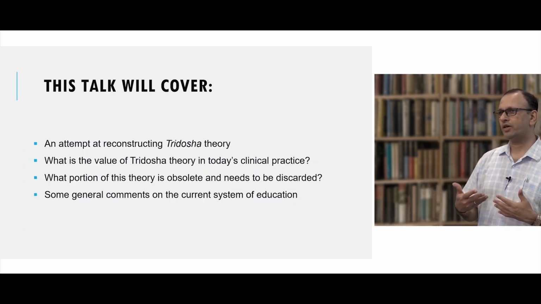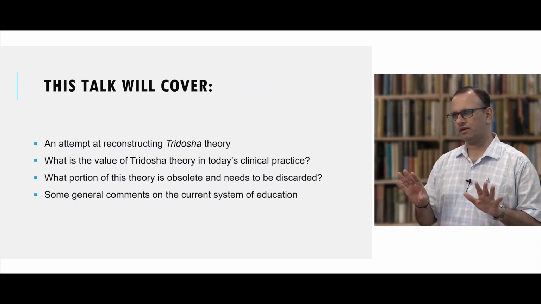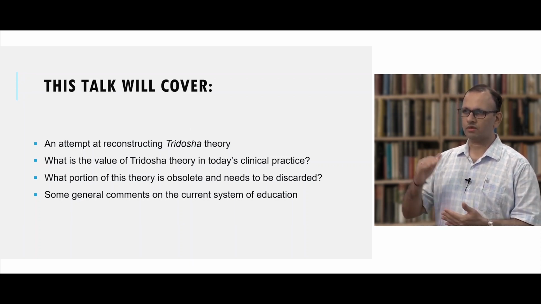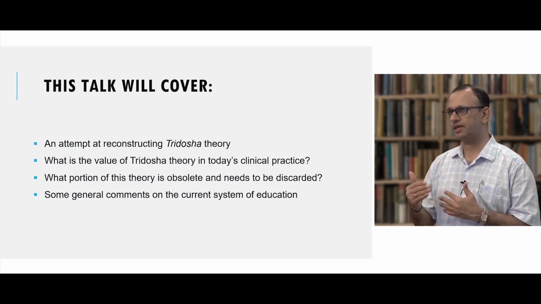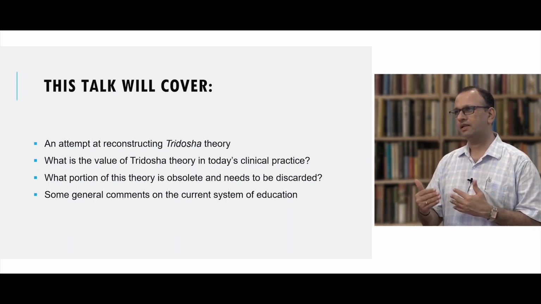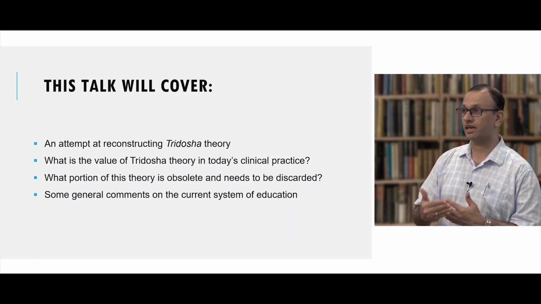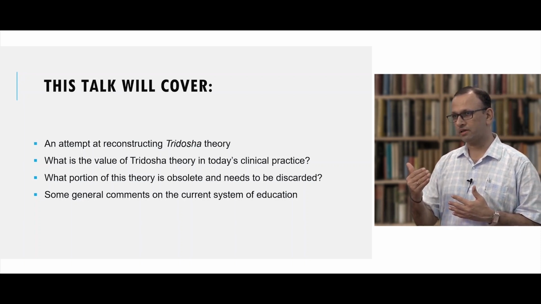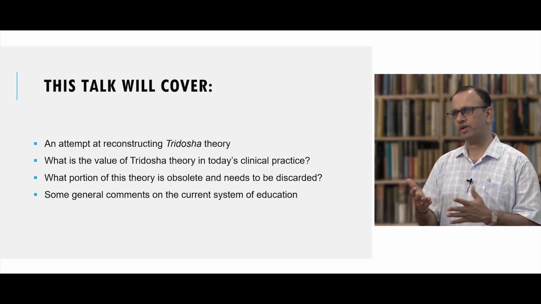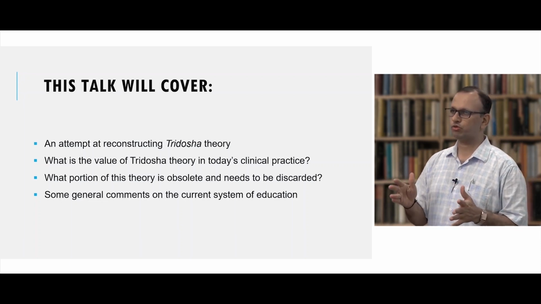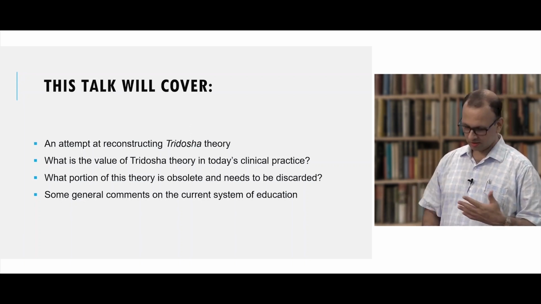So what am I going to talk about in this lecture? I'll be covering four major topics or sub-themes. First, an attempt at reconstructing the Tridosha theory. Second, I'll be taking up the question of what is the value of Tridosha theory in today's clinical practice. Third, what portion of this theory is obsolete and needs to be discarded. And fourth, some general comments on the current system of education. This is how I'll be talking, and I have arranged the different themes under this topic.